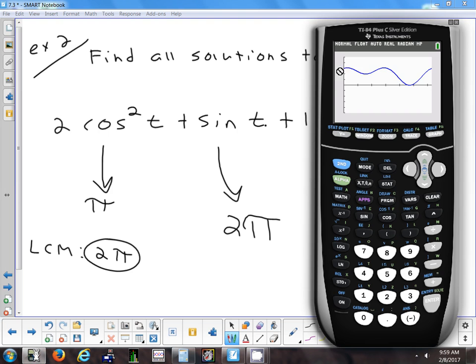So the next section on the screen would just be what I just traced, copy and pasted to it. Okay, so how many times does it look like it crosses the x-axis? Once, it could be twice. We might want to zoom in a little bit.